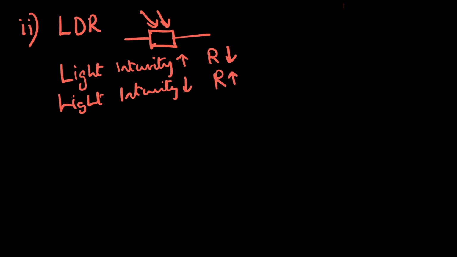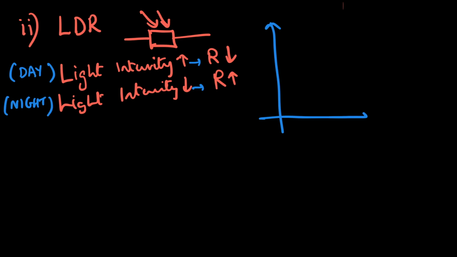What's the reason behind this scenario? You will discuss that in A2 in detail. So when light intensity increases, that means it's daylight or bright conditions. And if the light intensity decreases, that means it's night condition. And that's how the resistance changes. Now, bearing this in mind, if you sketch a graph of resistance versus light intensity, you will get a downward sloping curve like this, which is basically telling you that as light intensity increases, the resistance decreases.